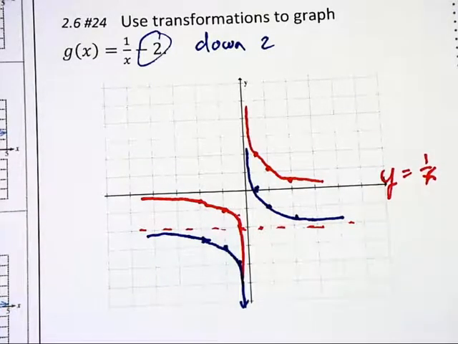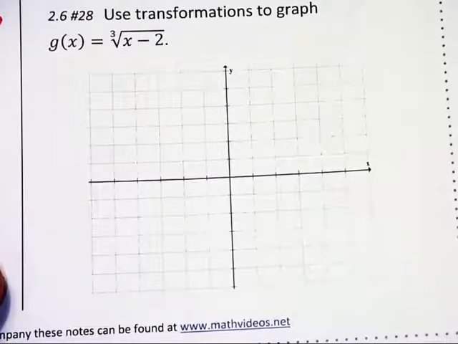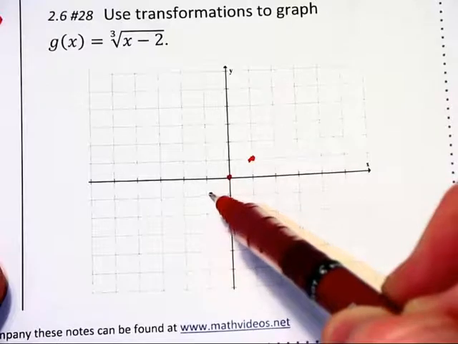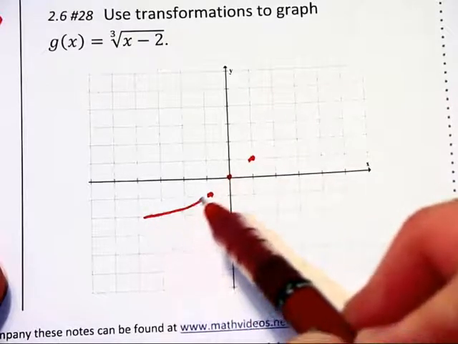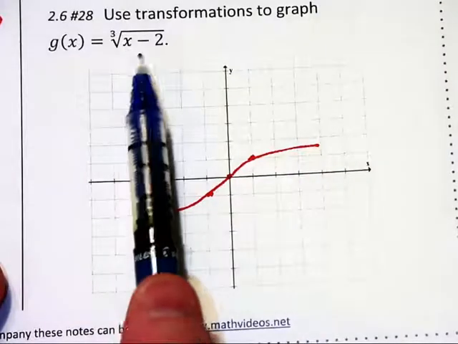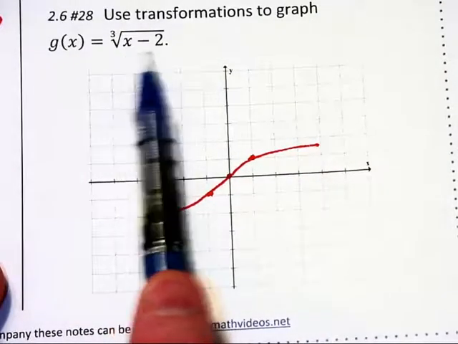that I've just dotted in. Now we have a cube root graph. The cube root graph goes through the origin and these other 2 points, as I've just sketched in there very quickly.